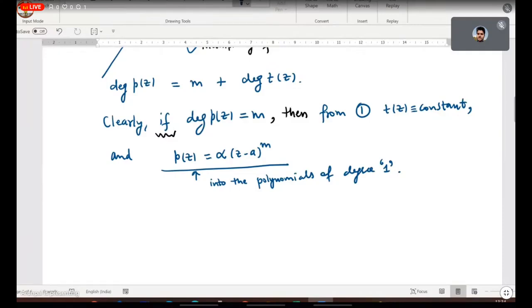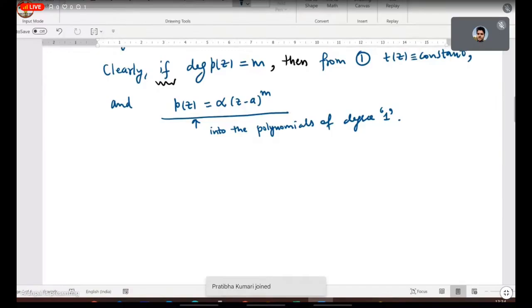So class, let me tell you that it's an important consequence of the fundamental theorem of algebra. This is actually into the polynomial of degree 1. Oh sorry, into these. When I'm saying these polynomials, I'm saying polynomial factors. Each of the factors here is of the type z minus a. Is this okay, class?